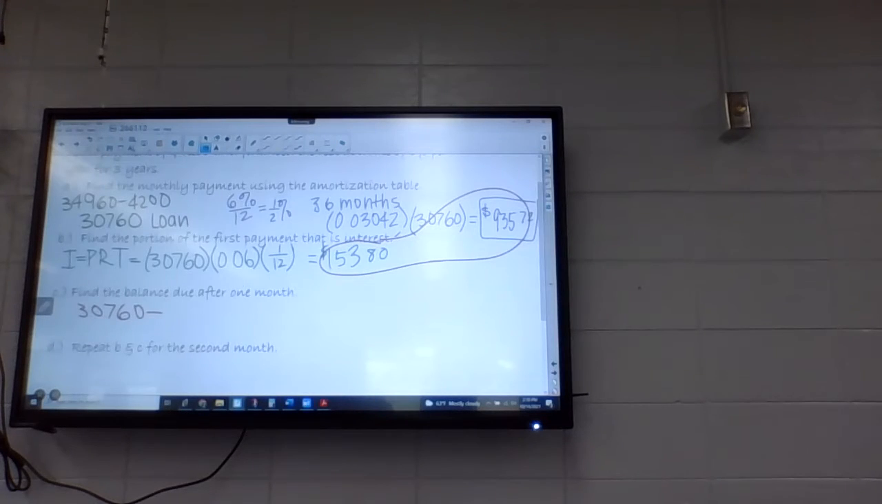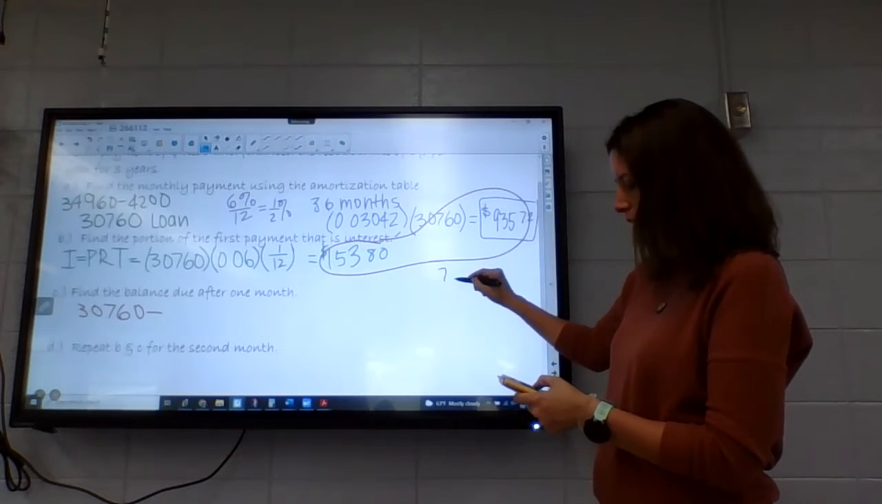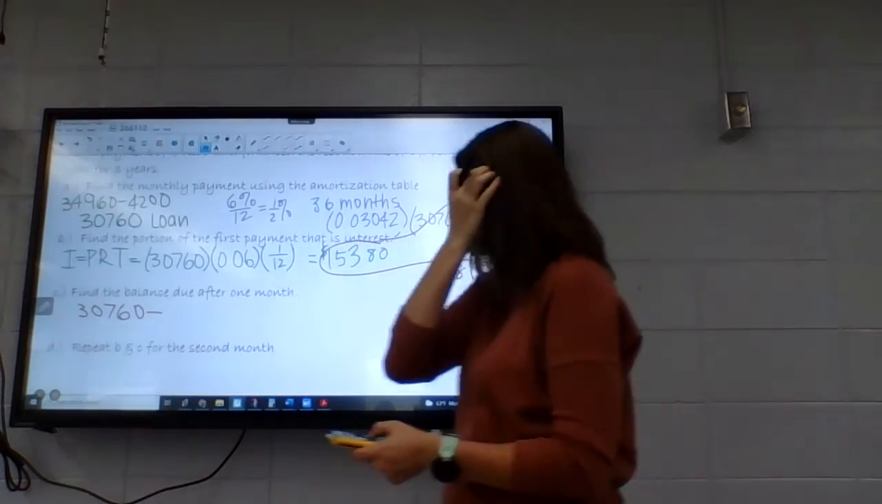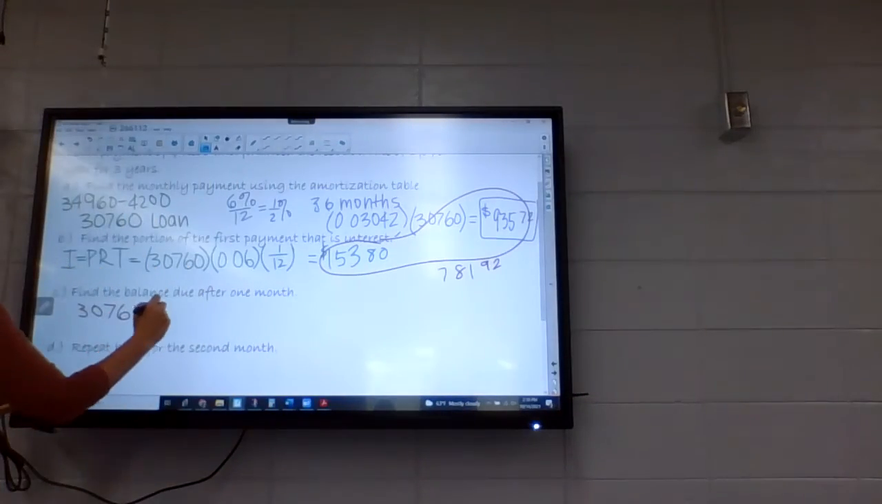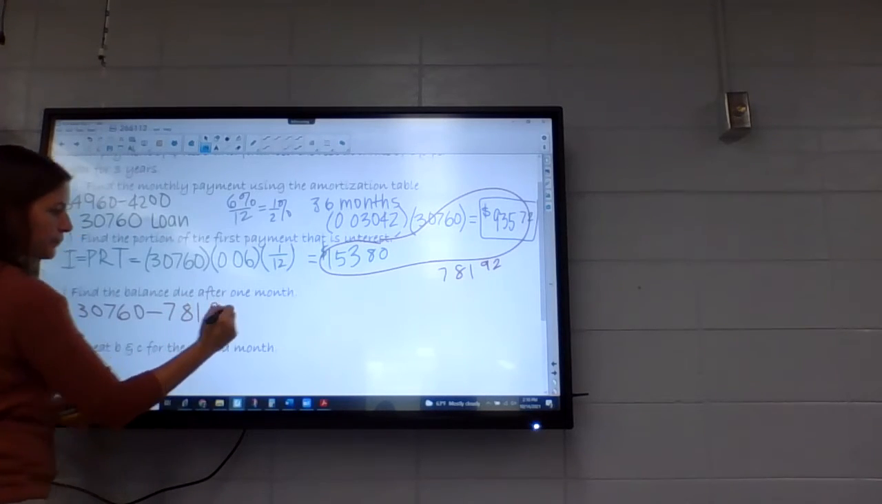So this is a little disheartening at this point to find out that not all of our money is even going towards our car. So this is $781.92. So that's what we get to take off of what we owe on our car.